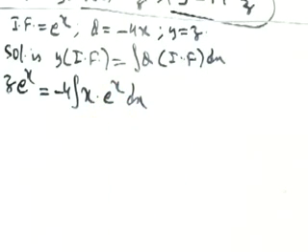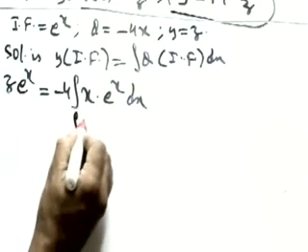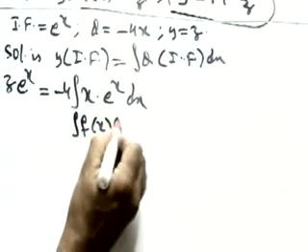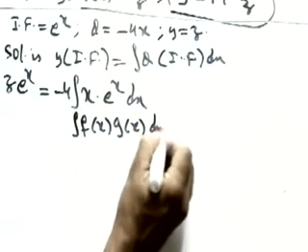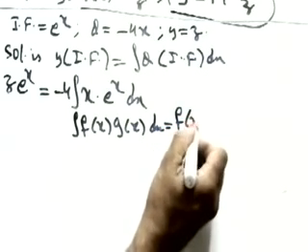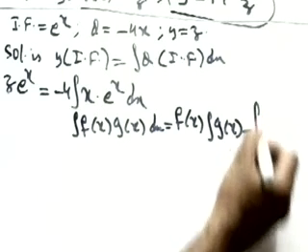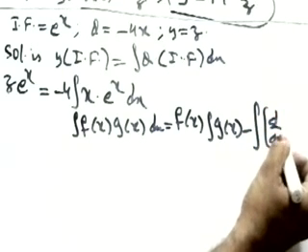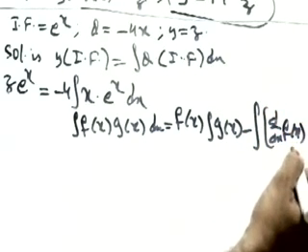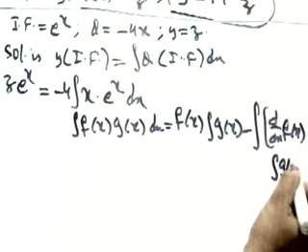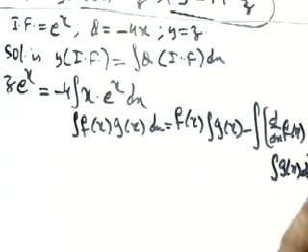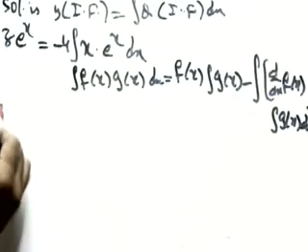Now this is the 12th standard integration concept. When two functions are multiplied, we have to use this formula: integration of f of x into g of x dx equals f of x times integration of g of x dx, minus integration of d by dx of f of x times integration of g of x dx, whole dx. Let me continue with this formula.